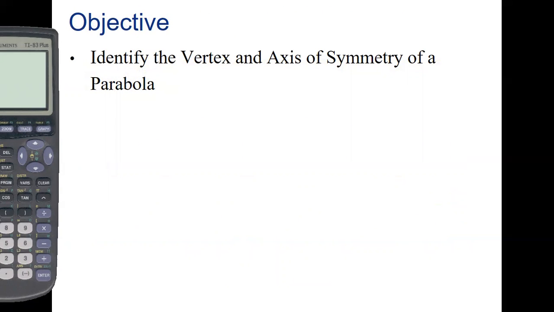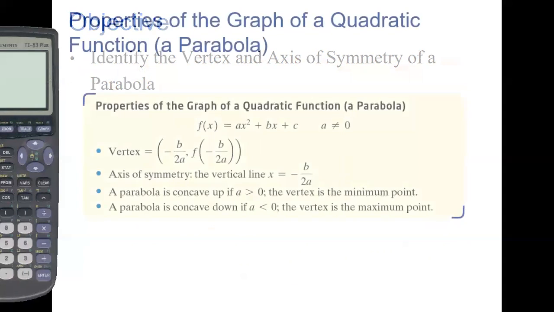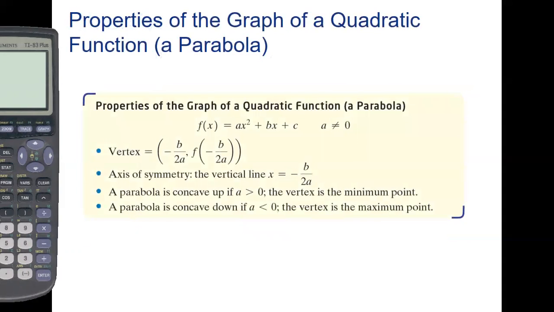All right, identifying the vertex and axis of symmetry. So here it is, simplify. And your axis of symmetry is whatever the x value of your vertex is, right? Whatever the x value of your vertex is, that is your axis of symmetry.